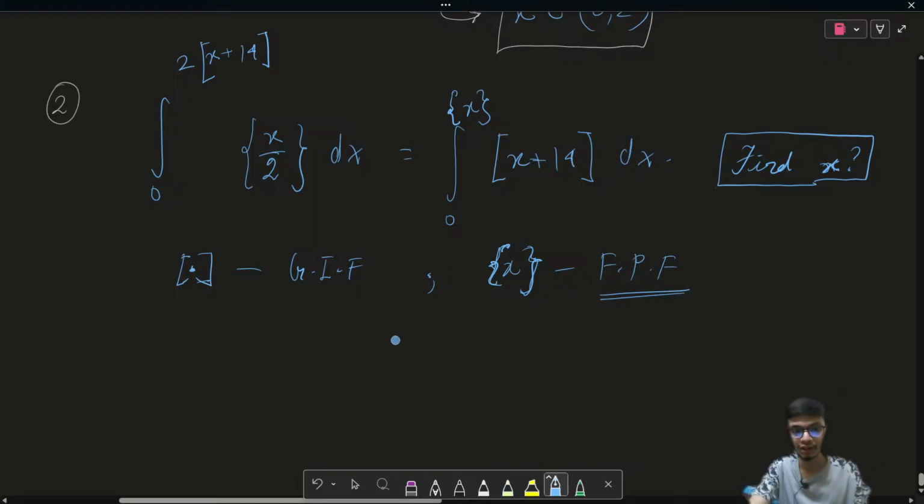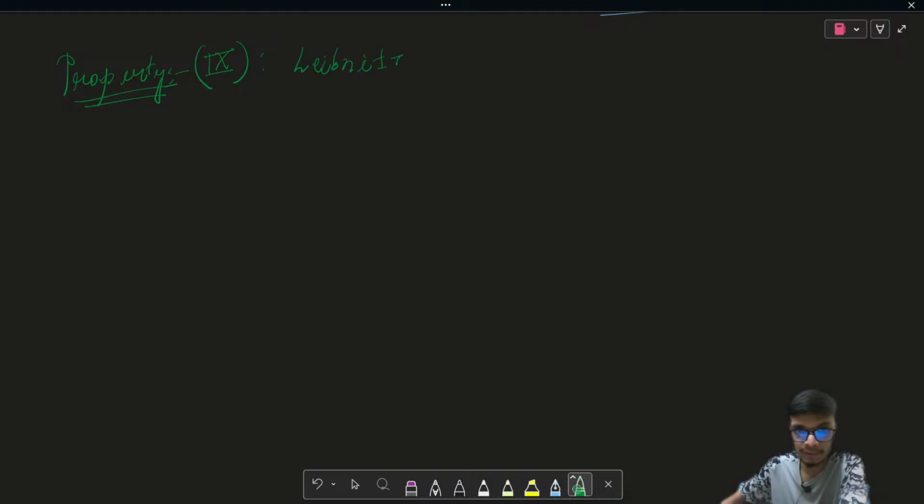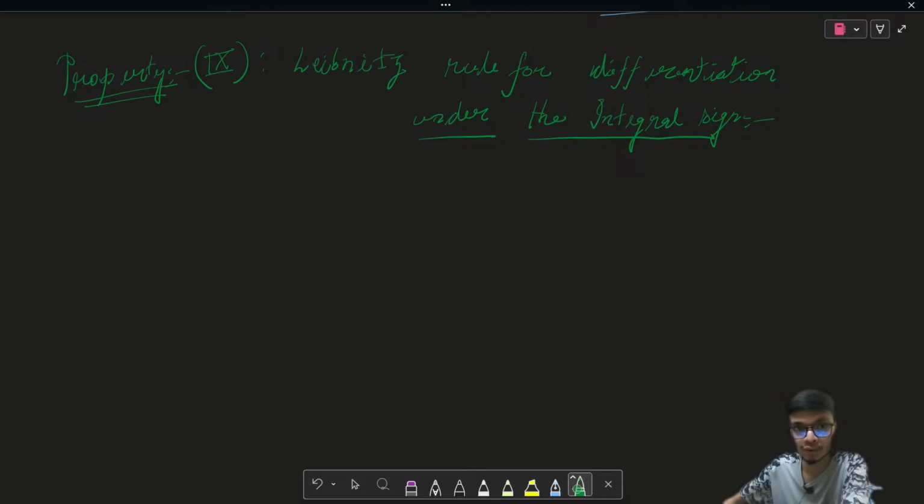So the next property that we are going to discuss today in this important lecture is what we call the Leibniz rule for differentiation under the integral sign, right? So the next property, I hope it will be property number 9, is also known as the Leibniz rule for differentiation under the integral sign. So this is our topic for today's session, right?